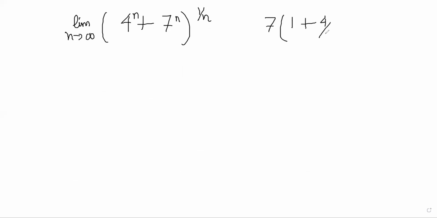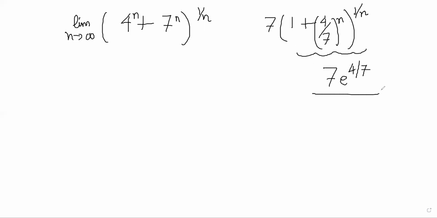Then the next one is limit n tends to infinity of 4 power n plus 7 power n, all to the power 1 by n. This is easy. Just divide by 7 power n. So 7 goes outside. It is 1 plus (4 by 7) power n, to the power 1 by n. And this part, the limit will be e power 4 by 7. The answer is this.